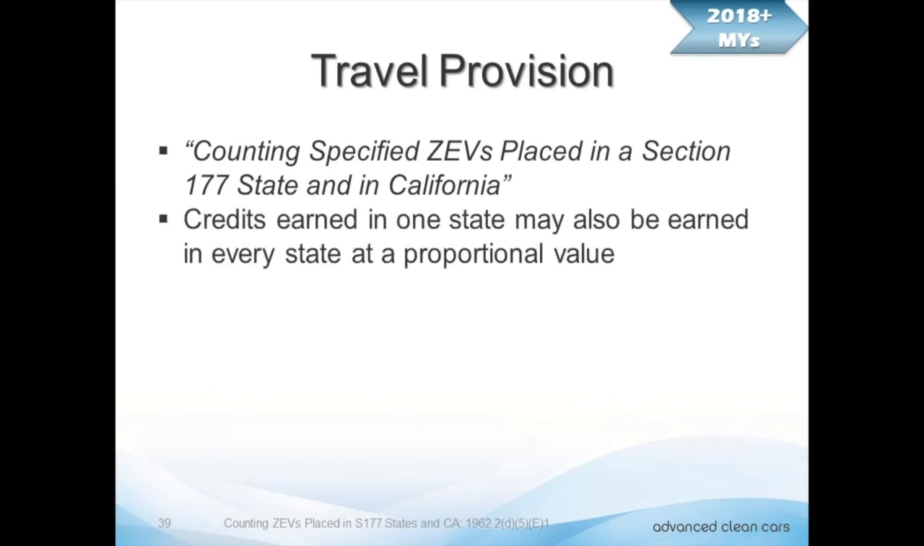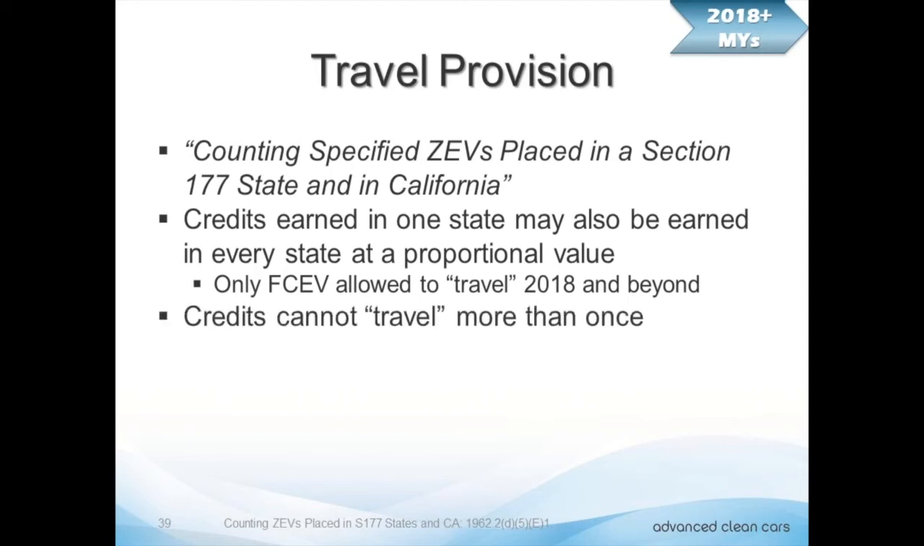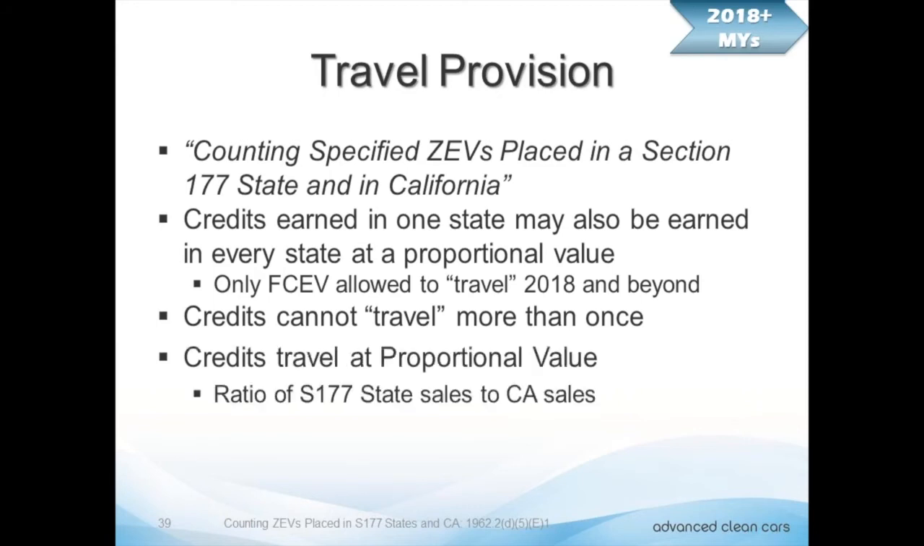So what exactly is travel? Travel allows a manufacturer that earns credits in California or any Section 177 state to also earn credits in every other state at a proportional value. Starting in 2018 model year, only credits from fuel cell electric vehicles will be allowed to travel. Credits from BEVs will no longer be allowed to travel in 2018 model year and beyond. Once credits are traveled, they cannot be traveled again. Credits travel at a proportional value that is calculated as a ratio of the manufacturer's Section 177 state sales to the manufacturer's California sales. A manufacturer without a requirement cannot participate in travel.